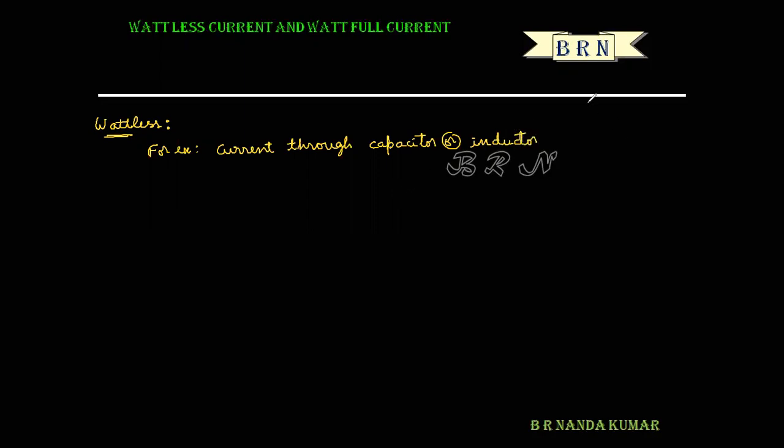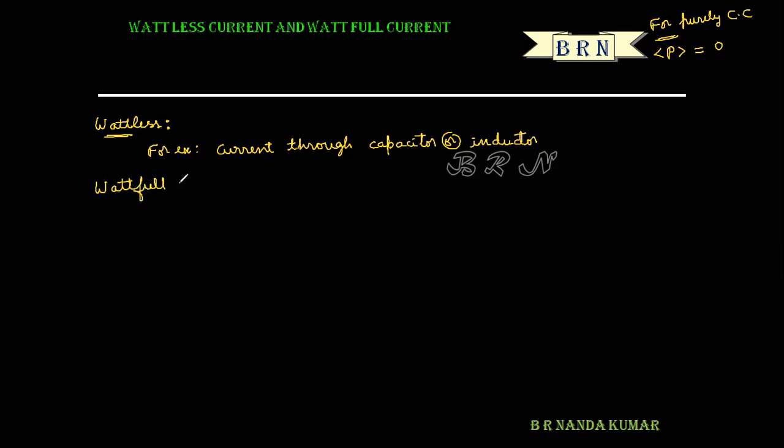Actually, for a purely capacitive circuit, what is the average power over one complete cycle? That is equal to 0. That means for a purely capacitive circuit, no power loss takes place. So current flowing through a circuit containing only a capacitor is wattless current. Current flowing through a circuit containing only an inductor is also wattless current. For example, current through a capacitor or current through an inductor.